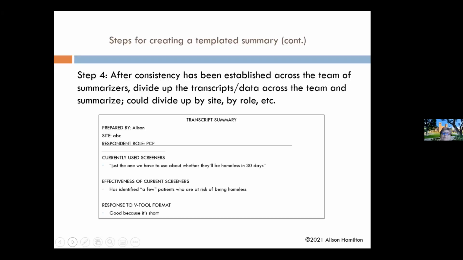And you see I have a few little pieces of quotes. So currently used screeners, quote, just the one we have to use about whether they'll be homeless in 30 days. Effectiveness of current screeners has identified, quote, a few patients who are at risk of being homeless. Response to the format: it's good because it's short. So the person might have said a whole paragraph worth of information about how it's good because it's short, but the essence of that is it's good because it's short. So I'm going to try to get that essence into my transcript summary.